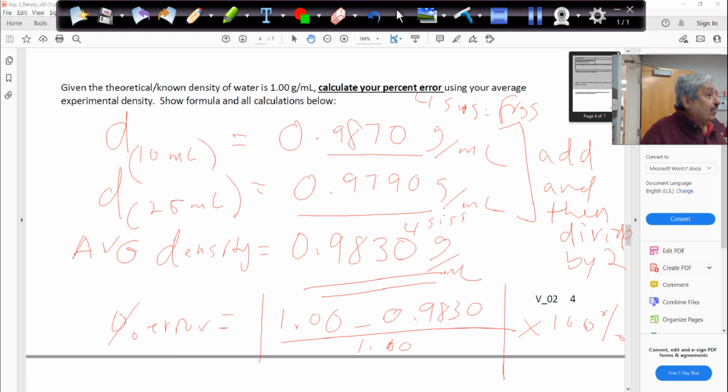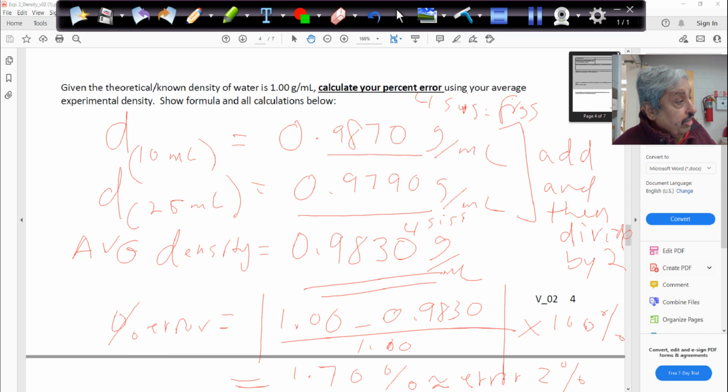How much? 1.7? 1.7 what? 1.70%, that's not bad. So it means your values have an error of about 2%, which is acceptable. So within experimental errors. That's acceptable. That's very good.